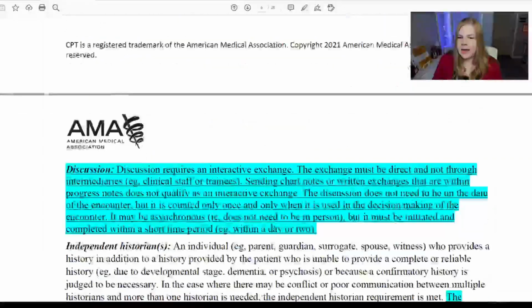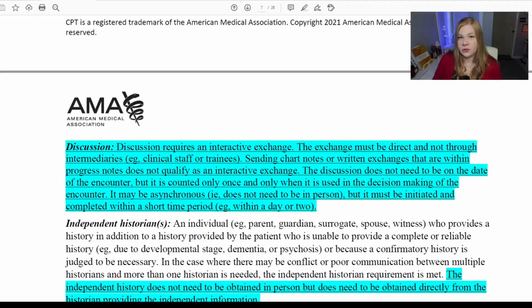And then we have the clarification on discussion. So basically discussion means it's a two-way communication. It's not that we just sent an email and didn't get a response, or sent a fax and didn't get a response. It has to be back and forth communication. So this is what this says. Discussion requires an interactive back and forth exchange. The exchange must be direct and not through intermediaries. So not saying, we had a discussion with the nurse who had a discussion with the other doctor. Sending chart notes or written exchanges that are within progress notes do not qualify as an interactive exchange.